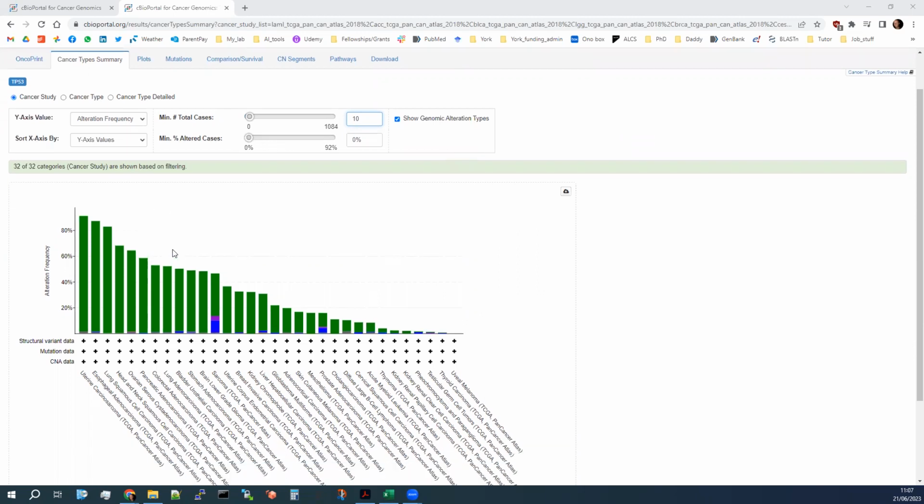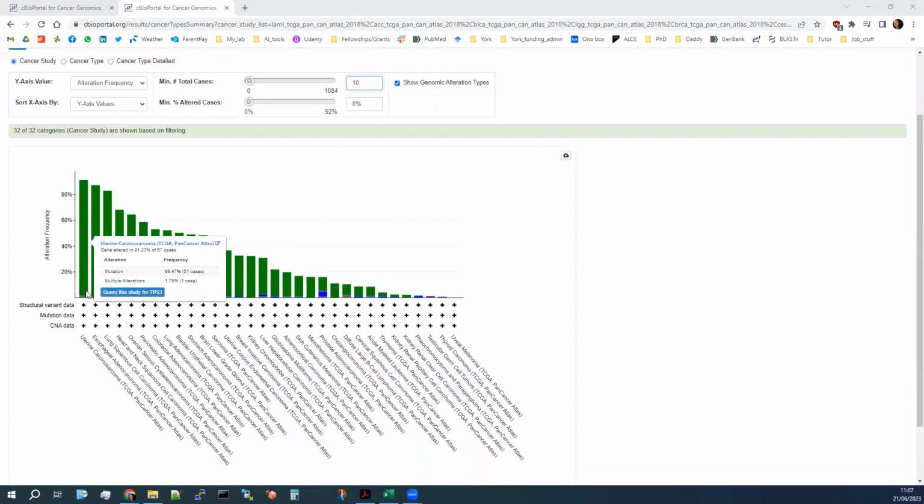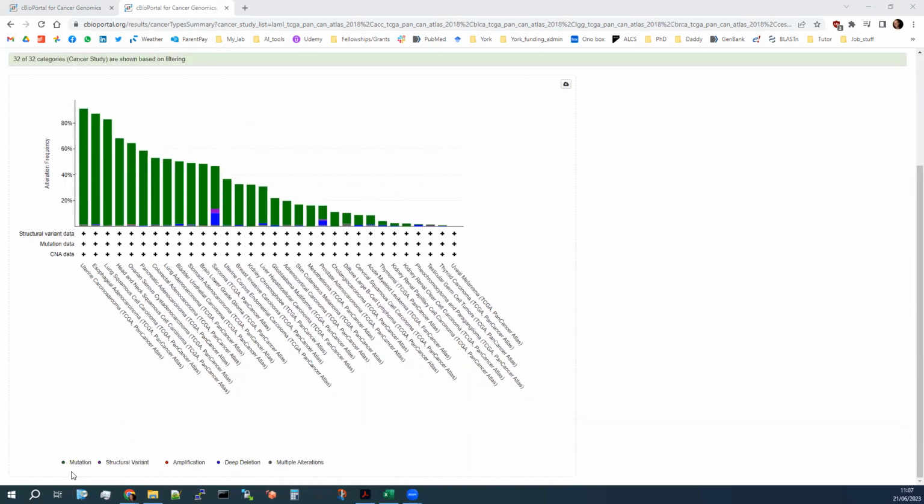Now, immediately from this plot, I can see that most of the mutations in these different cancer cohorts across the bottom are in green here, these green bars. And that means that these are standard mutations. However, we can see here in the sarcoma dataset that whilst lots of them are green, we've also got these blues, so that's deep deletions, so that's loss of both copies of TP53. And you've also got some other structural variants as well. So that's where there are bigger changes.